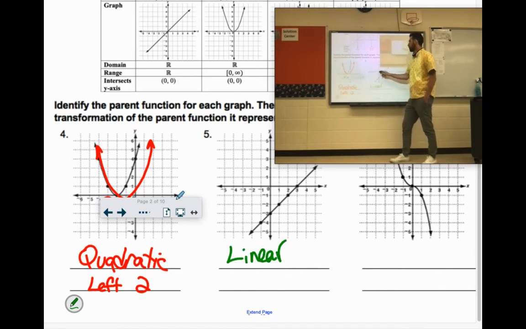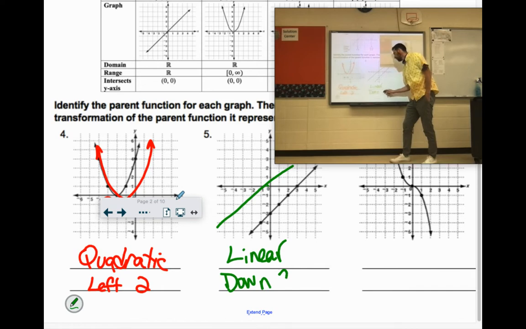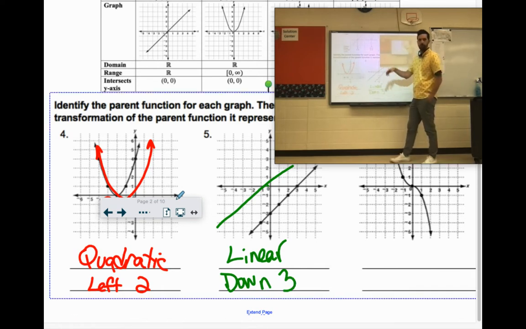So a typical linear one starts right in the center and it has a slope of 1. It just goes up 1 over 1. So the only way this is different is it's down 3 units. And from that 3, it goes up 1 over 1. So it didn't change stretch or compression.